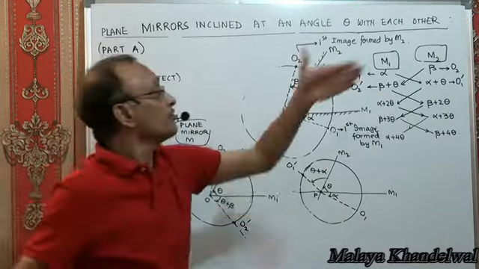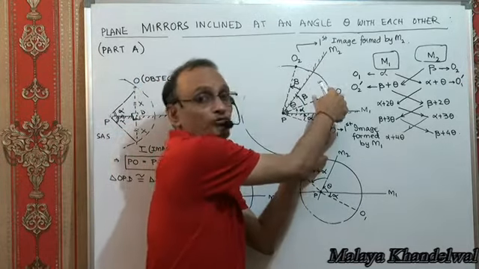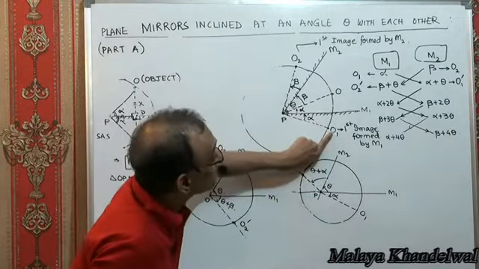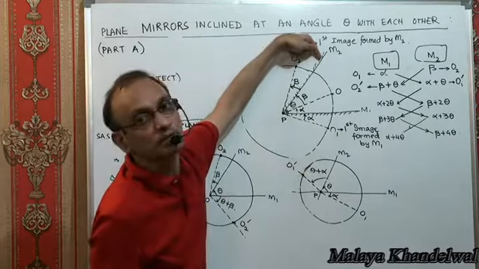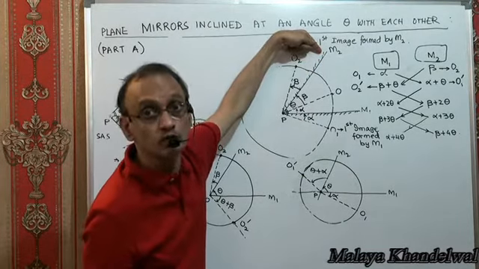Now, notice that O1 is an object for reflection by mirror M2. O1 is the image of O formed by M1, but serves as a virtual object for reflection by M2. Yes or no? Right?